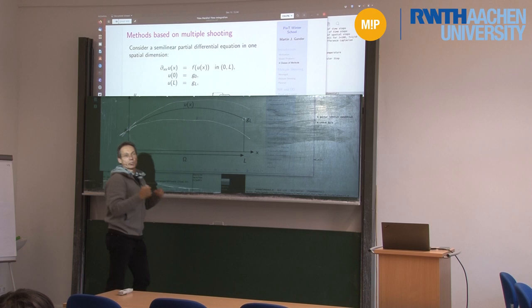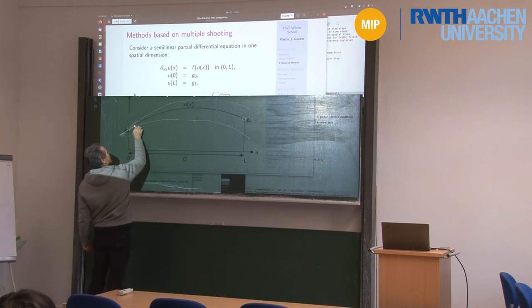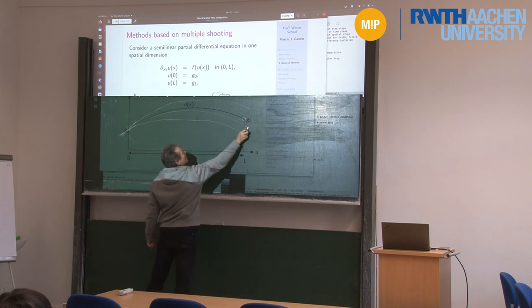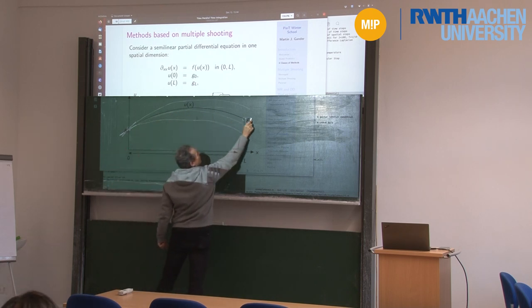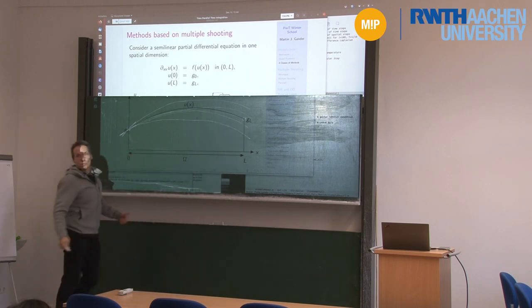But this is very cheap to calculate. You just use an Euler method. You go, and now you know it's in between. So you go in between. And then you go too low. And then you go a little bit too high. And then eventually hit the target. That's a shooting method.